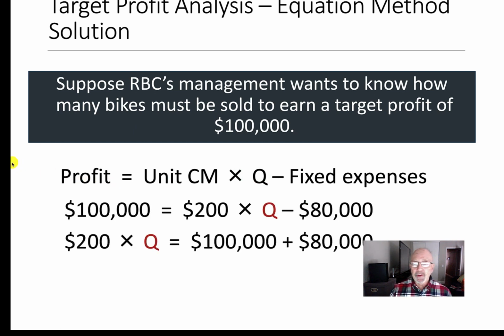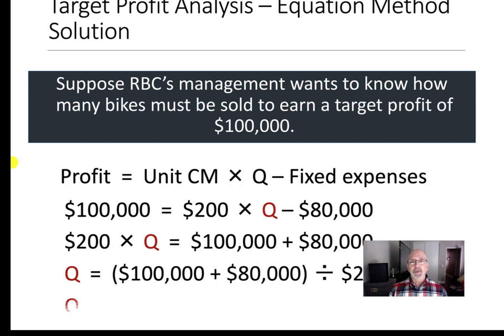So suppose RBC's management wants to know how many bikes need to be sold to earn a target profit of $100,000. Well, we're going to go back to our equation, but this time we're going to add that $100,000. That's our profit right there. And we still need to find out how many to sell. So Q is still our unknown. So we need to work the equation down till we get an answer for Q. And Q is 900 units to get a $100,000 profit.